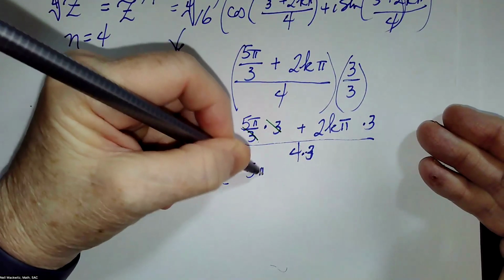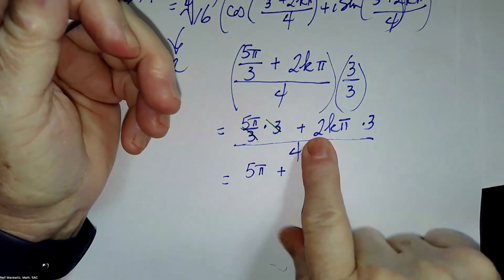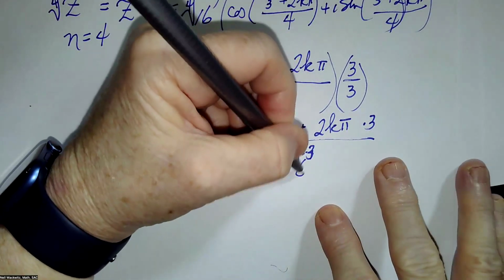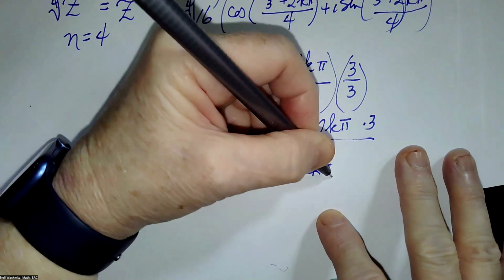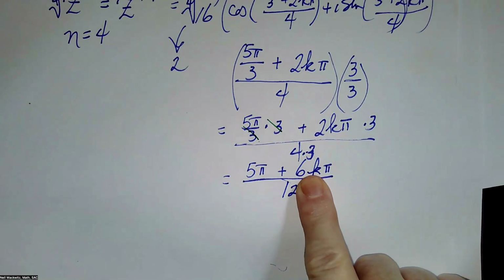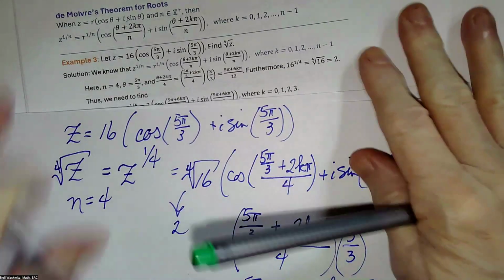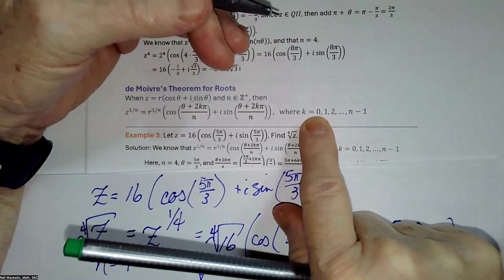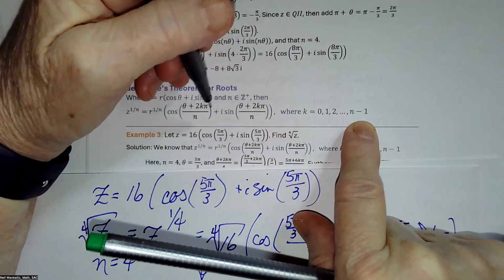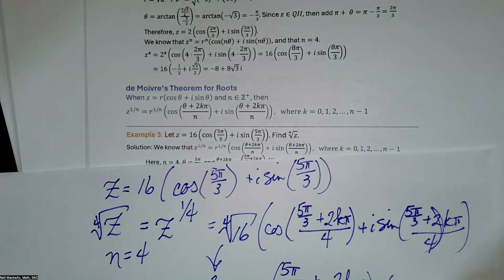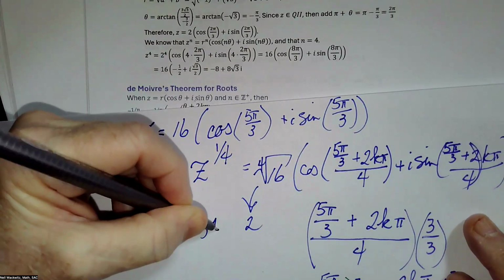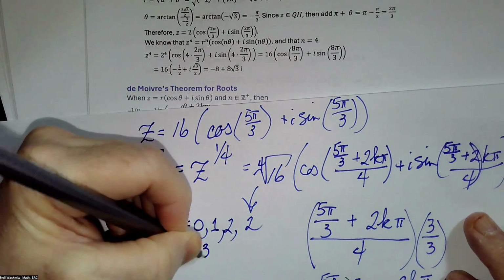So we're left with 5 pi. 2k pi times 3 will be 6k pi. And 4 times 3 is 12. K, what is k? K starts at 0 and it goes up by the integers until we get to n minus 1. So for this question, k is equal to 0, 1, 2, and 3.